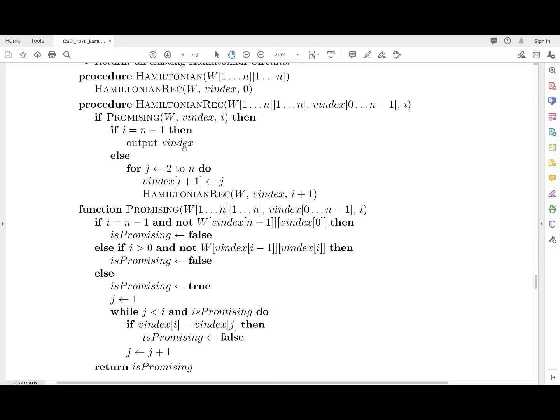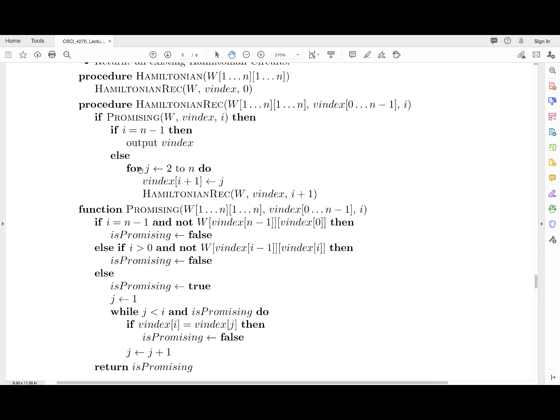Then we are printing the v index, and v index is an array that contains the path, or the vertices that say from each node which other node we should go to. So for example, in the example that we saw, from A we are going to B. So the first item will be A, the second one will be B.